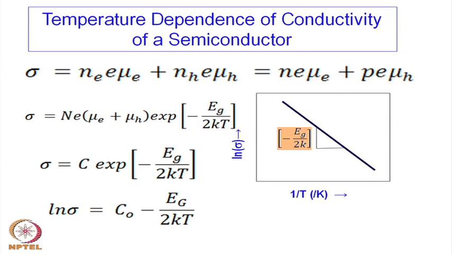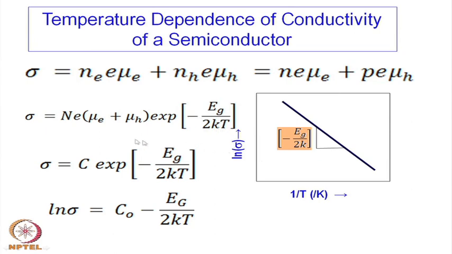Since we have two different charge carriers in general, although in n or p type semiconductors one of them will dominate, in principle both types of charge carrier are there and contributing to the overall conductivity. So, we can write sigma equal to n_e e mu_e plus n_h e mu_h. Here n_e is the concentration of electrons, and n_h is the concentration of holes. We can simplify it as n e (mu_e plus mu_h) exponential of minus E_g by 2kT.